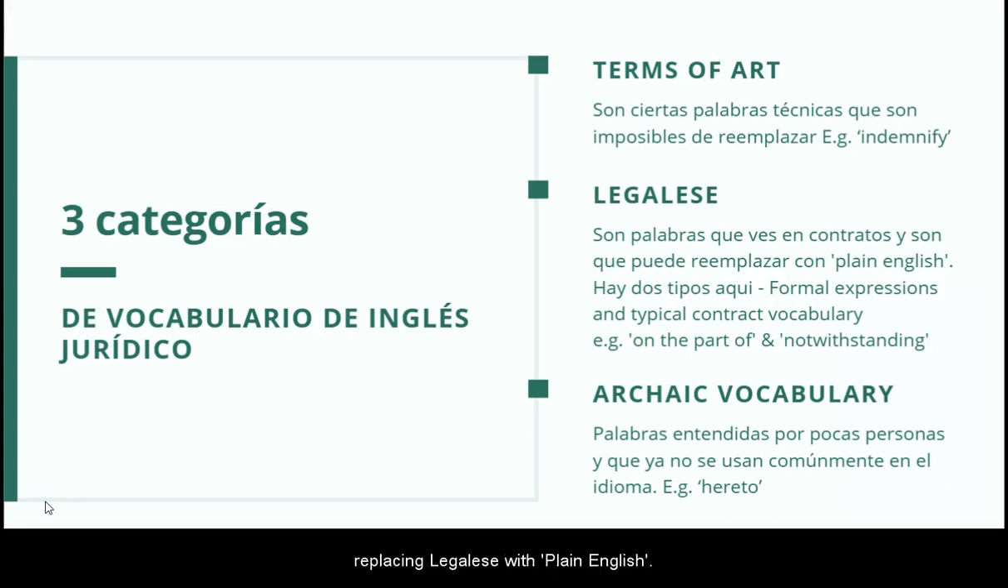Some lawyers are now happily replacing legalese with plain English. And finally, number 3 is archaic vocabulary. An archaic term is a word that people don't use in everyday speech because it is so old. However, you will see them being used in modern international contracts, so it is important that you understand them. Even though it sounds like the language out of a Shakespeare play. So today we are going to talk about and look at section 2, legalese. In this section, we will see some formal expressions and other contract vocabulary.